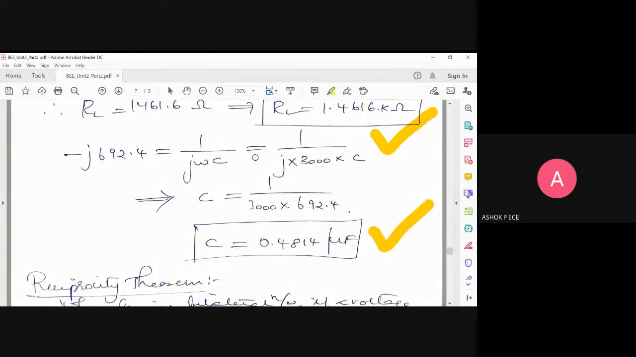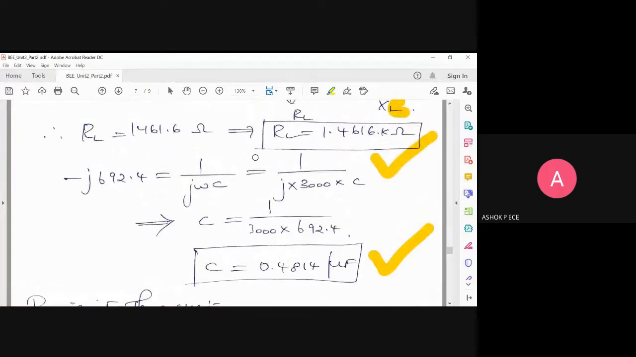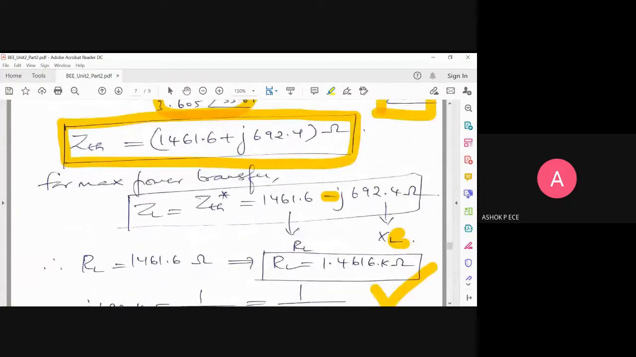So this completes your question, and they are not asking what is the maximum power transferred. So this completes your question. Any doubt, you can ask. This is very, very important.